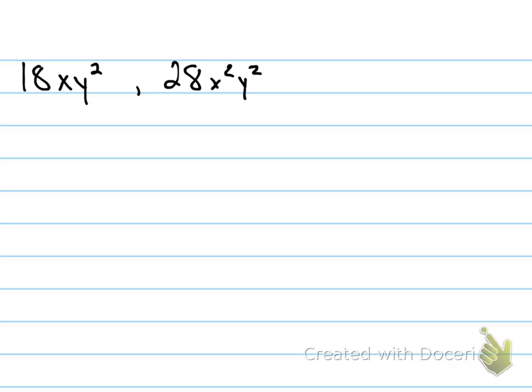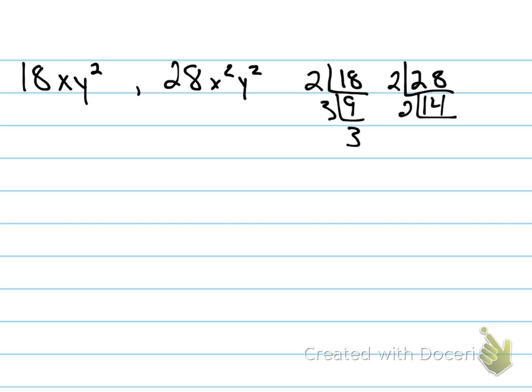Okay, so the first thing I want to do is the prime factorization of my numbers, 18 and 28. So I'm going to do that off to the side. I'm also doing this on notebook paper in hopes that you'll see how I want you setting it up on your homework assignment tonight. All right, so 2 goes into 18 9 times, 3 and 3. 2 goes into 28 14 times, 2 and 7.